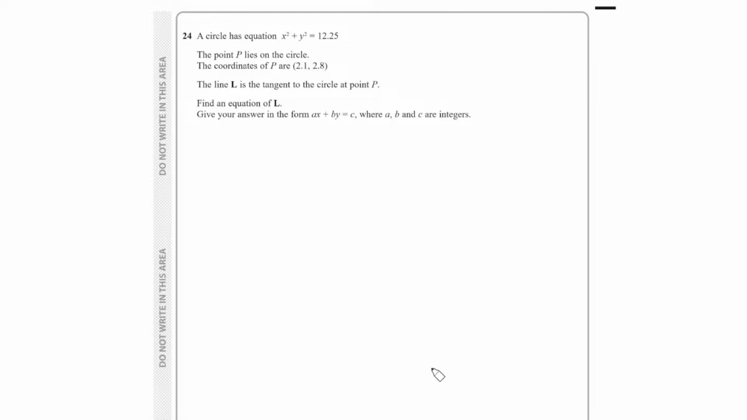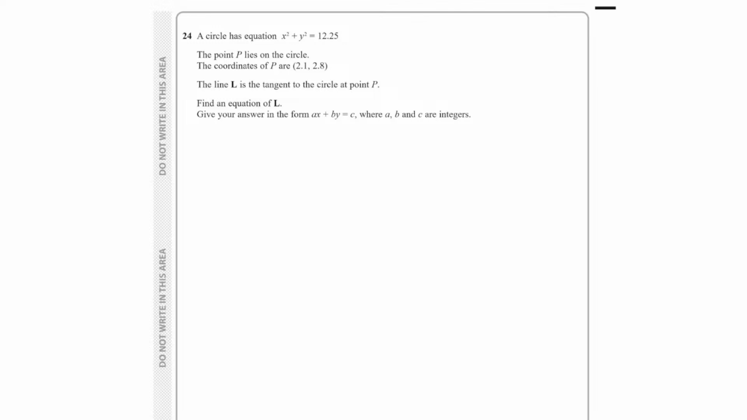Now the last one, I think this was actually quite a nice one as well. Question 24, it is 4 marks, this one. So a circle has equation x squared plus y squared equals 12.25. The point P lies on the circle. The coordinates of P are 2.1, 2.8. The line L is the tangent to the circle at point P. Find the equation of L.